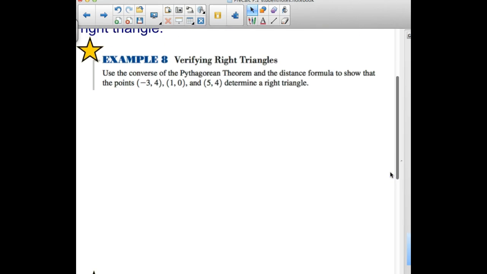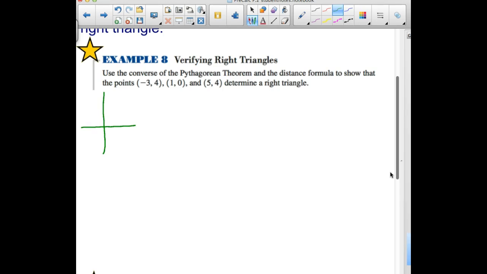All right, so example 8 says verify using the converse of the Pythagorean theorem and the distance formula. We're going to use those two to show that these 3 points determine a right triangle. Now, if you want to sketch them out, you certainly can.